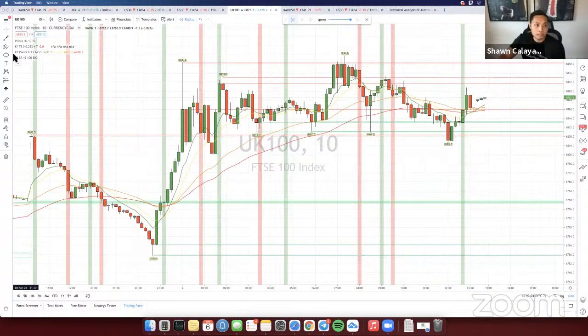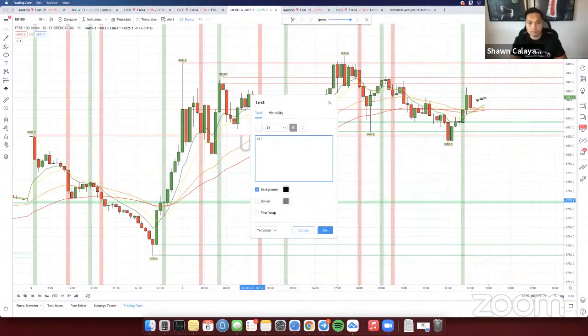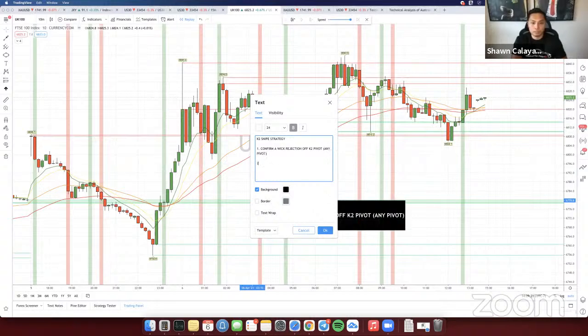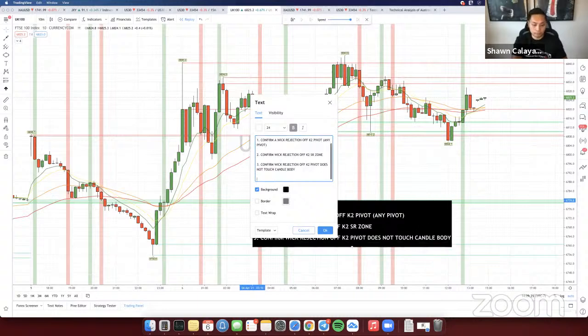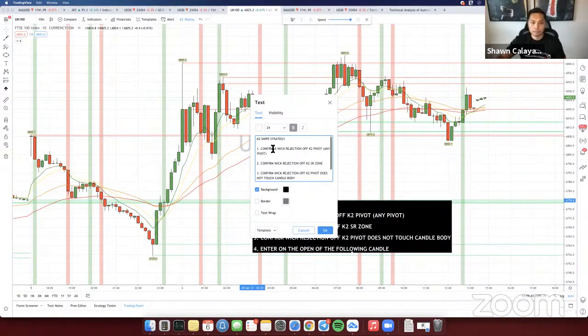So let me see. I'll go over here. First thing, I'll put the requirements here first so that we know what we're following. So this is going to be the K² snipe strategy. First you want to confirm a wick rejection off K² pivot, which can be any pivot. Two, confirm wick rejection off K² SAR zone. And then lastly, confirm wick rejection off K² pivot does not touch candle body. If all of those are met, then you can enter on the open of the following candle. So there we go. We have all the requirements right there.